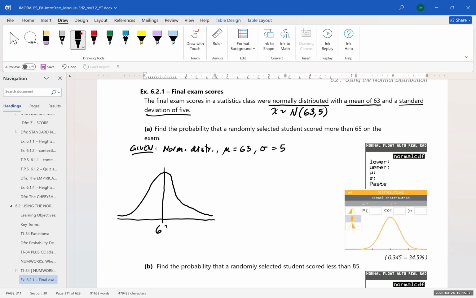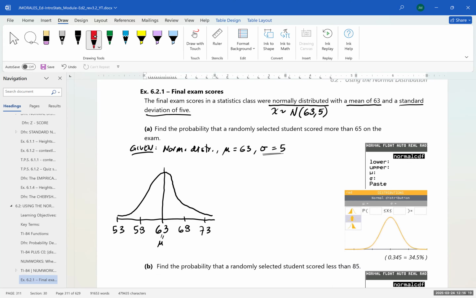That's our mean, and let's put a few standard deviations in. One standard deviation up, we add 5, so that'll be 68. If we do that again, we add 5 more, that'll be 73. If we subtract 5, that'll be 58, and if we subtract 5 again, that'll be 53. So already we've got quite a bit to go on just by drawing what we've been given.